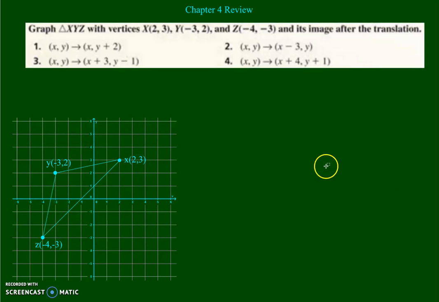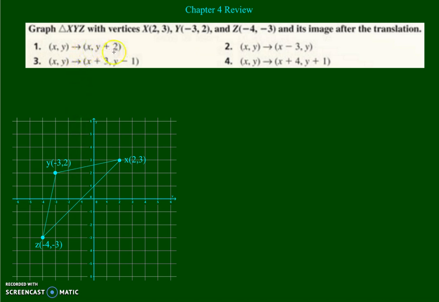In this session, we are going to work the problems in the Chapter 4 review. So let's go ahead and get started. Let's bring up the first set of problems. We have graph triangle XYZ with vertices X is (2, 3), Y is (-3, 2), Z is (-4, -3), and its image after the translation. So here's (2, 3), (-3, 2), and (-4, -3).